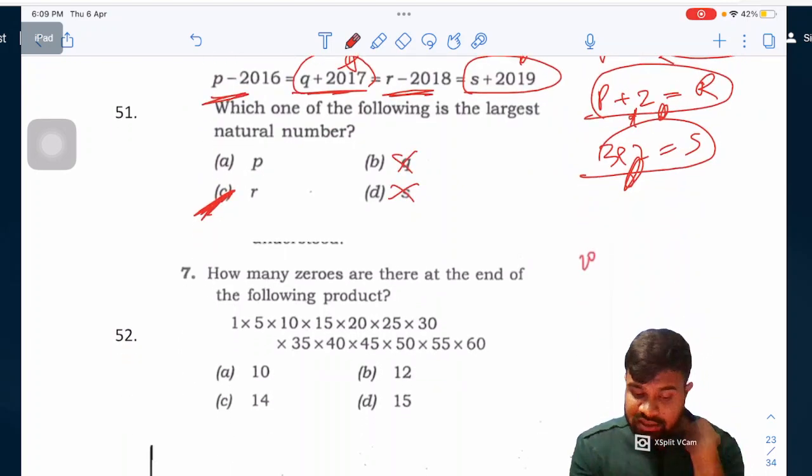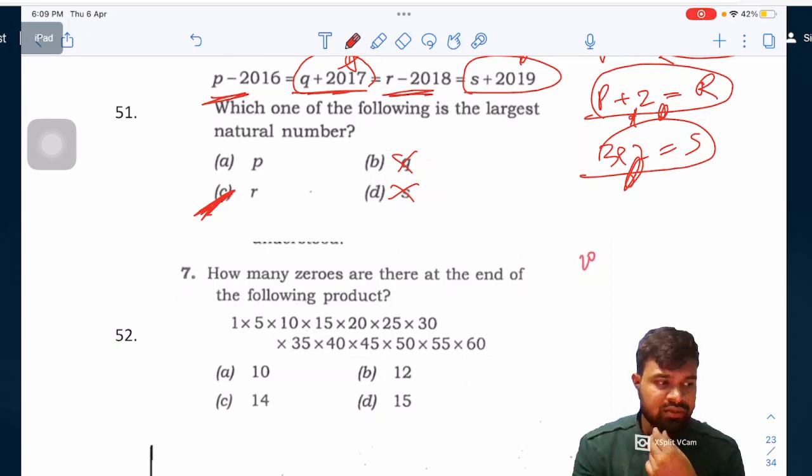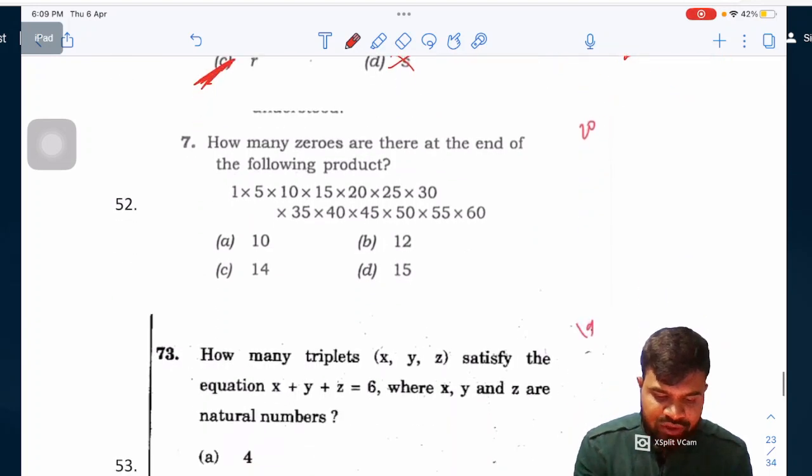Again, the question of trailing zeros. We have done this question, I guess, in divisibility and remainder. I want you to do it by yourself. The answer will be 10, I guess.